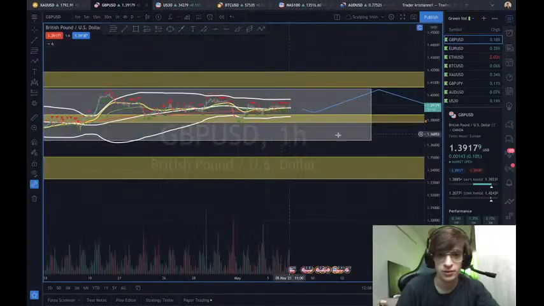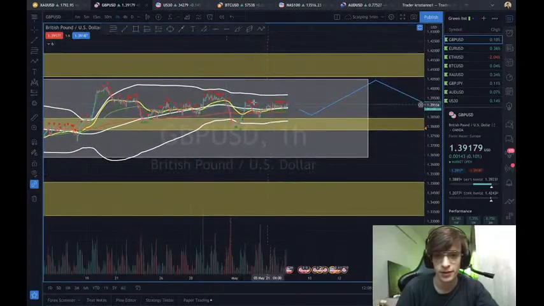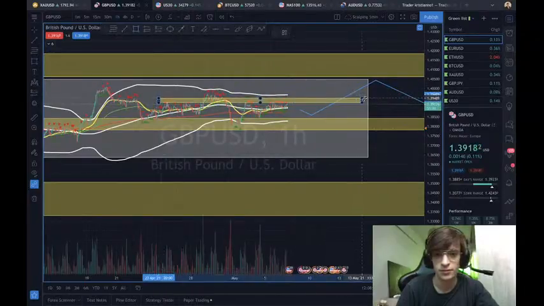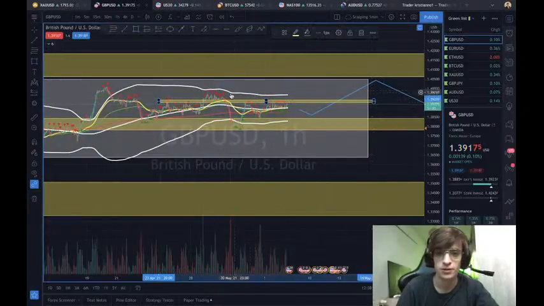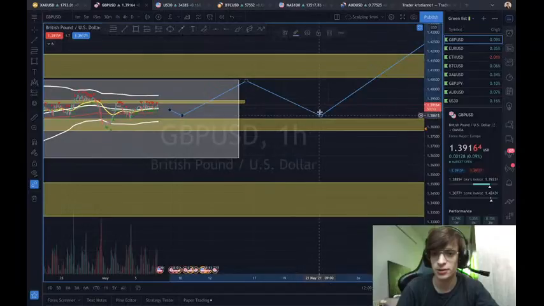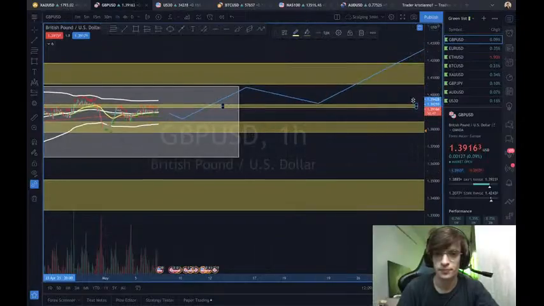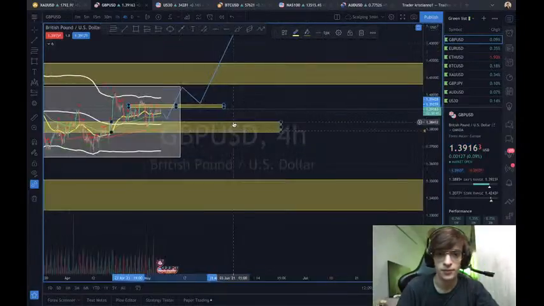Check also the hourly time frame. And yeah, there is another resistance area. Here it was a support area, so this is quite important. It will probably break through it and later on eventually go up.